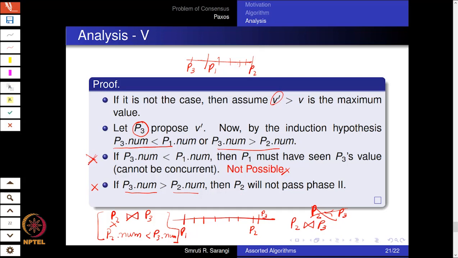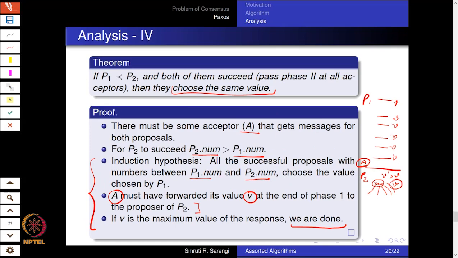Given that these two cases cannot happen, we have proven by contradiction that we cannot choose a value V dash which is greater than V, which proves that the value that we actually choose for P2 is V, and this proves our induction hypothesis. So, just an outline of the proof again: if P1 chooses V, and if we assume that all subsequent higher numbered proposals that are totally successful also choose V, we need to prove that P2 also chooses V.